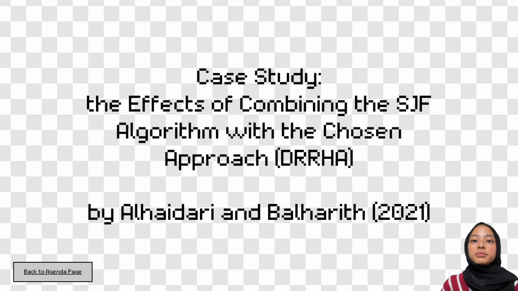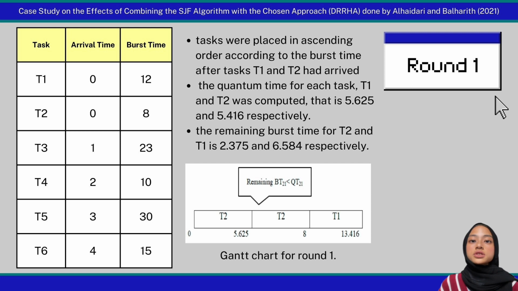So, Al-Haidari and Baharit in 2021 made a case study on what happens if they combine the shortest job first algorithm with the DRRHA approach. 6 activities with non-zero arrival times were used as in the table shown. In the first round, they sorted tasks based on burst time when task 1 and task 2 arrive. Next, the quantum time and remaining burst time for task 1 and task 2 were computed. Hence, the schedule for these tasks is then displayed in the figure shown.